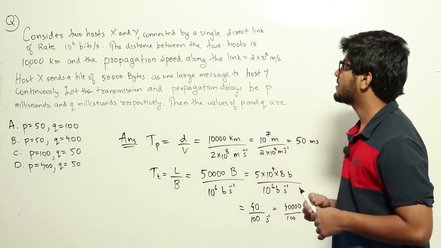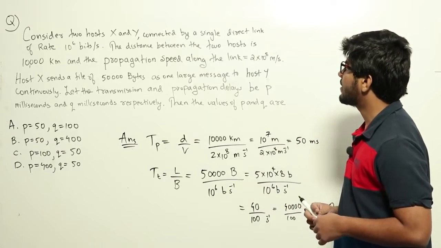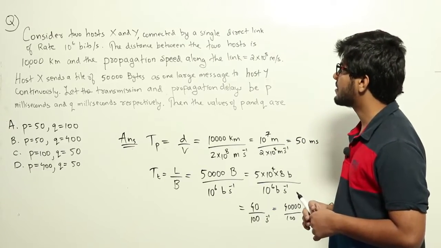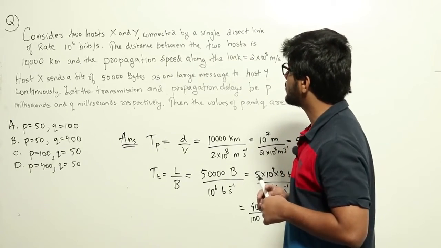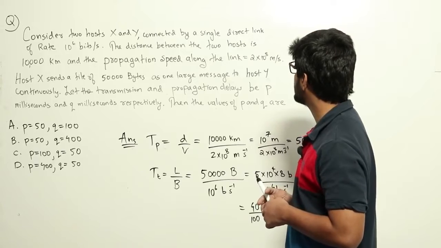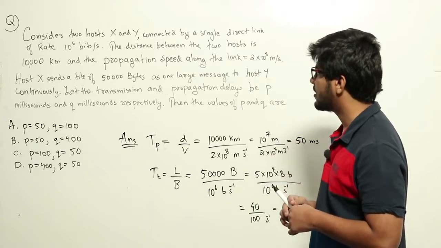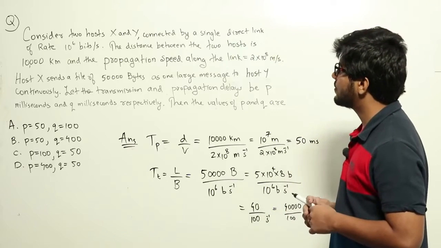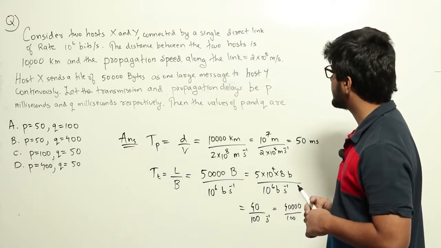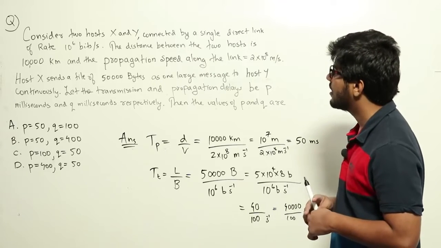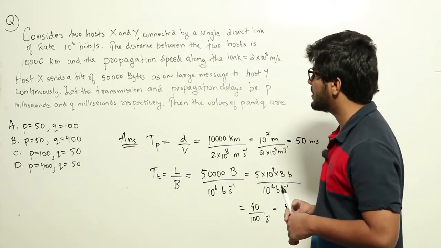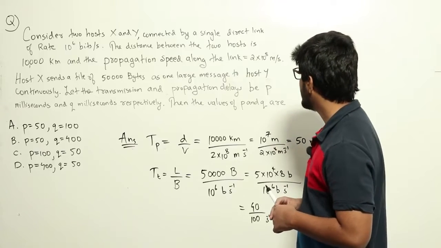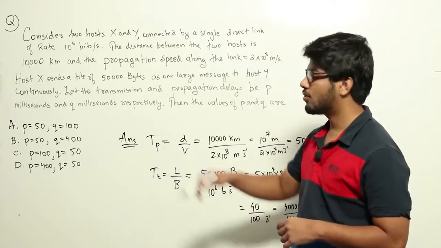Consider two hosts X and Y connected by a single direct link of rate 10 raised to 6 bits per second. The distance between the two hosts is 10,000 km and the propagation speed along the link equals 2 into 10 raised to 8 meter per second. Host X sends a file of 50,000 bytes as one large message to host Y continuously. Let the transmission and propagation delays be P milliseconds and Q milliseconds respectively. Then the values of P and Q are, we have been given 4 options.